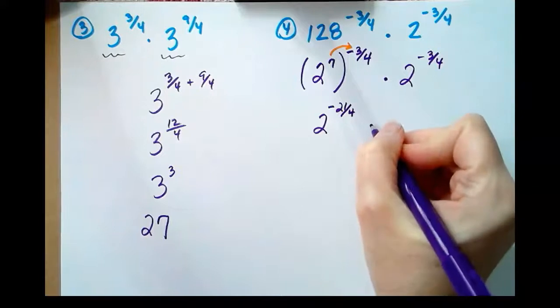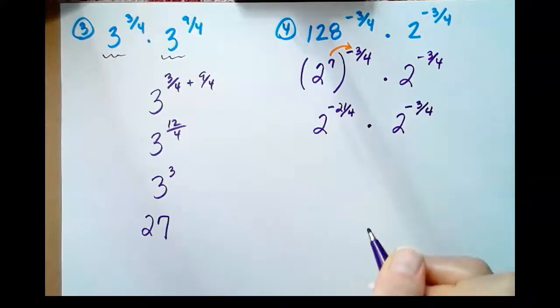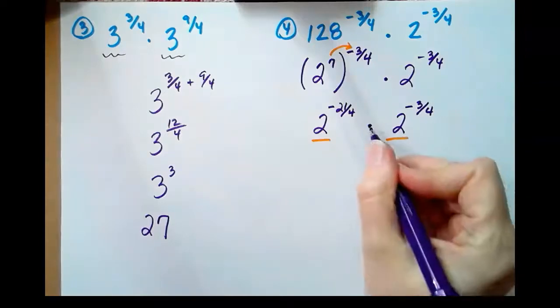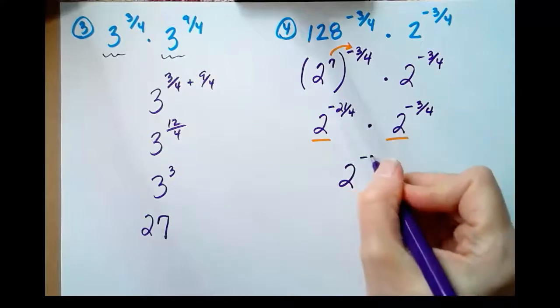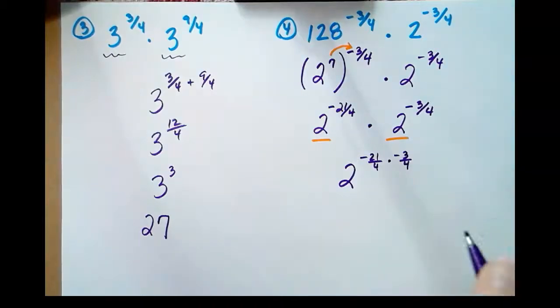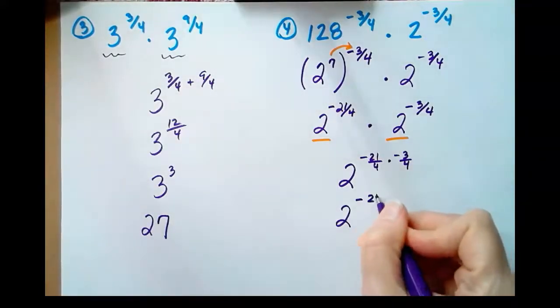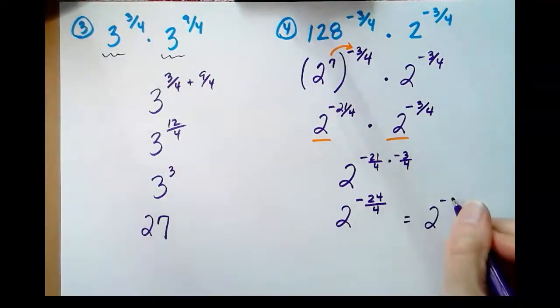21/4 times 2 to the negative 3/4. We've got like bases now, and once those bases are the same and we're multiplying, we can add the exponents together. So we've got negative 21/4 plus negative 3/4. Even though they're negative, even though they're fractions, we're still going to add them together. We get 2 to the negative 24/4. Negative 24 over 4 reduces to negative 6.